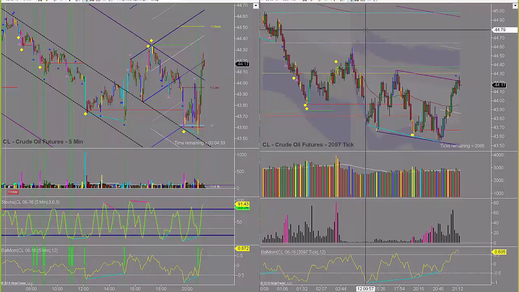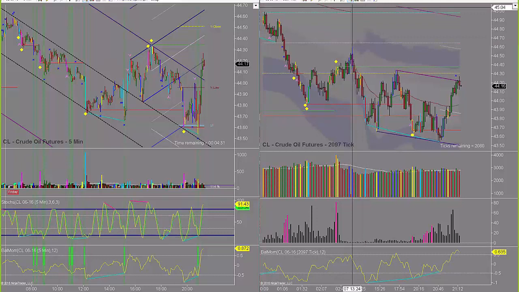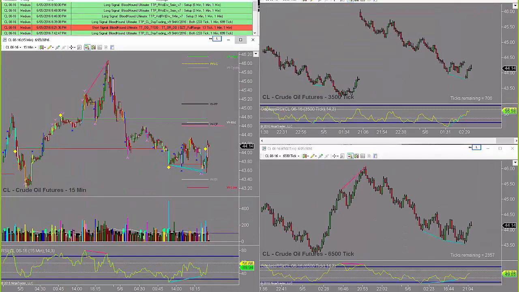So then I'd have it, grab another chart. So let's look at some higher time frames again to see if we can get another perspective of what's going on with the market. So let's have a look at, say, a 15-minute chart.